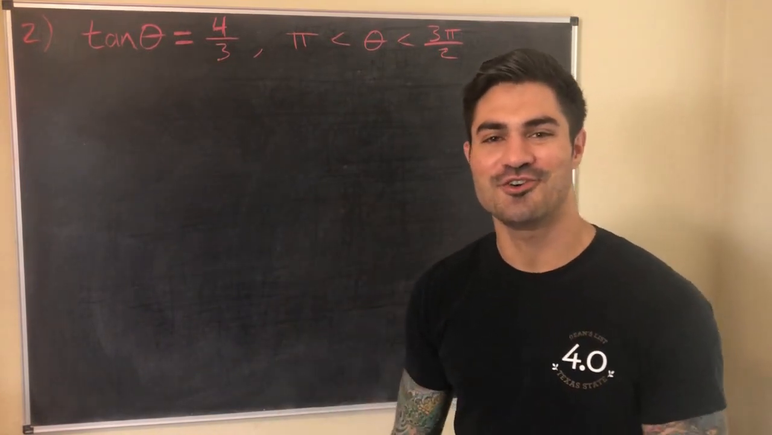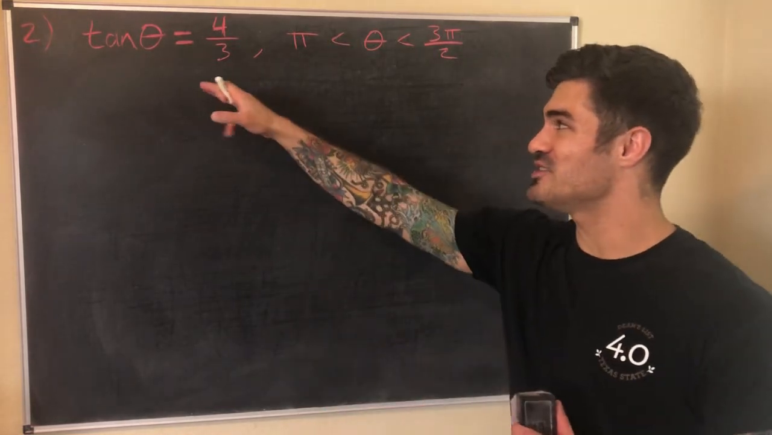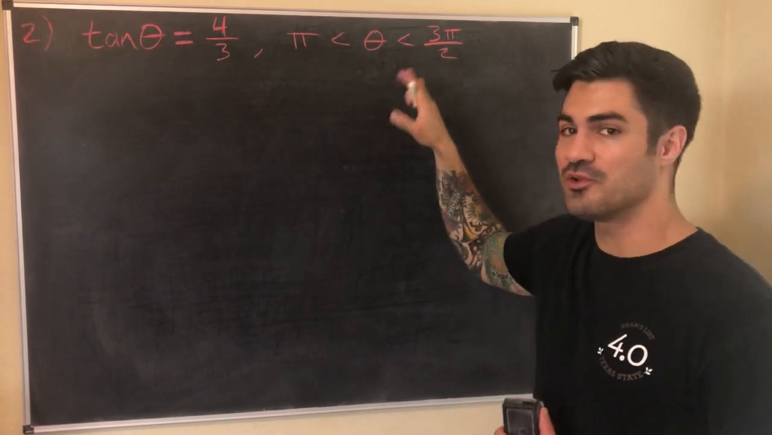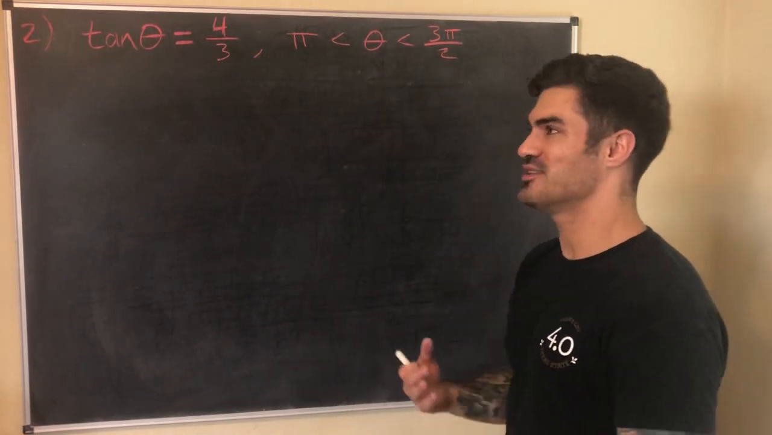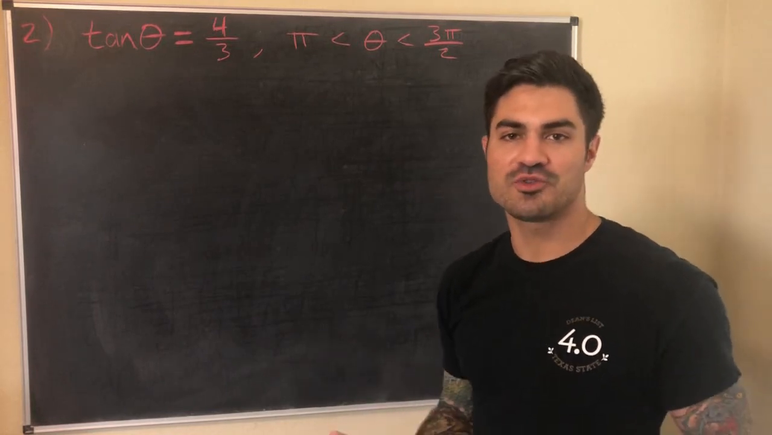We get to draw a triangle, use Pythagorean theorem, lots of fun stuff. So let's go ahead and jump into it. We're given the tangent of theta is 4 over 3, and we're given that theta is in this interval, so the third quadrant, right? And we're asked to find the sine of 2 theta, cosine of 2 theta, sine of theta over 2, and the cosine of theta over 2.